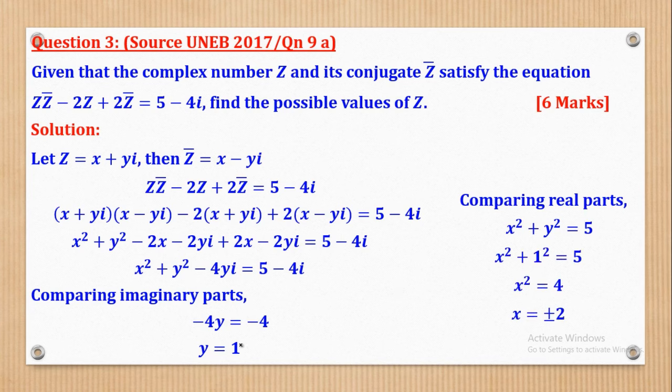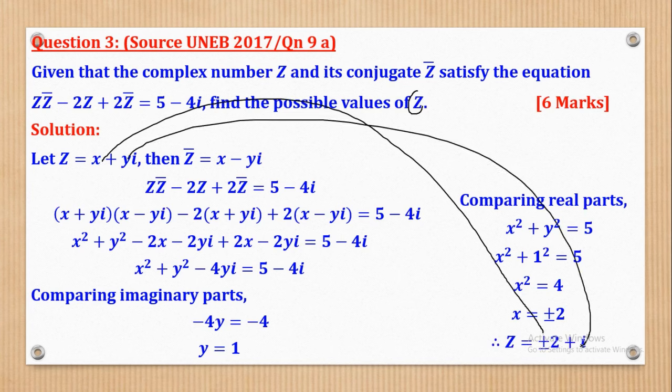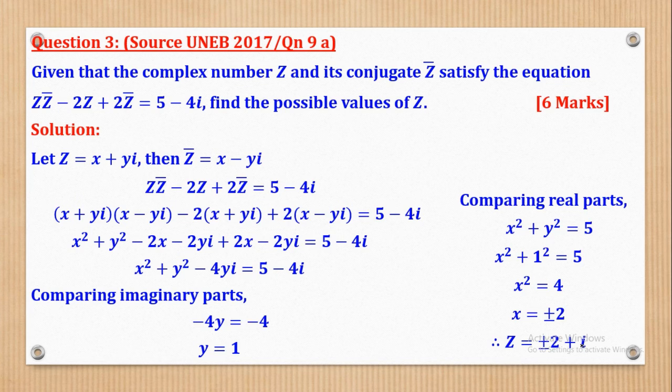Now they didn't tell you to get x and y, they told you to get z. So in the end I'll have to remember that z is equal to x plus yi. So I'll come and substitute for x and also substitute for y, and that's what they wanted.